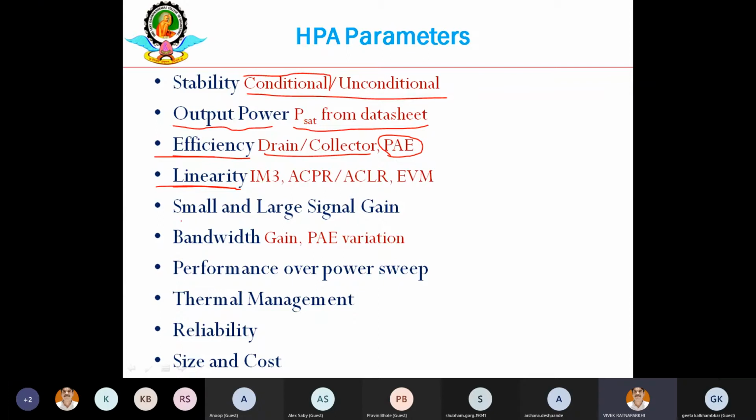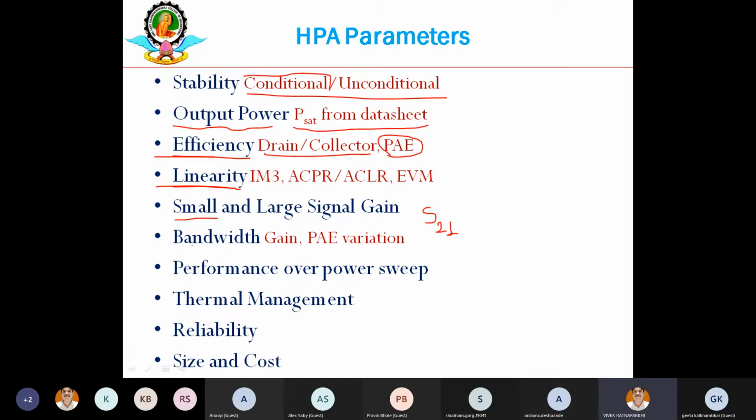Then we have different gains. Small signal gain is what we were trying to understand when we were plotting S21. So this S21 is actually the small signal gain for our power amplifier. For large signal gain, we have to find out what the output power is and what input power we had given. So large signal gain is a little different from small signal gain, and generally it is lower than your small signal gain.